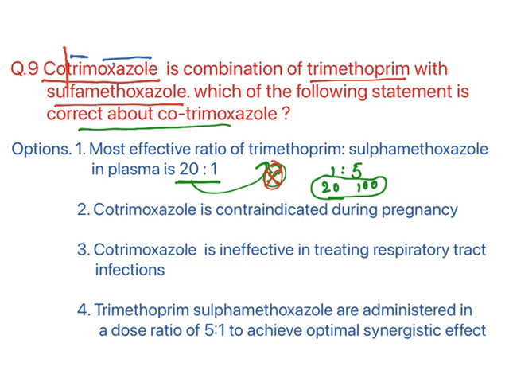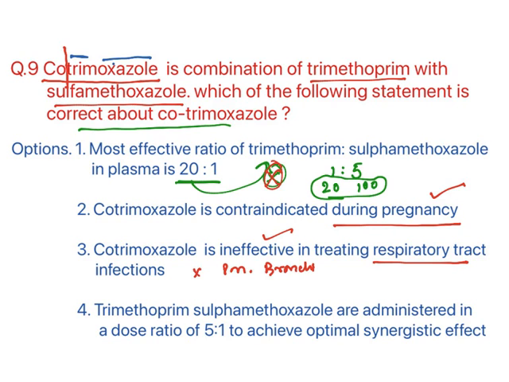So this is not correct. This is wrong. Now, cotrimoxazole is contraindicated during pregnancy. True. It has been found that it may cause fetal abnormalities when it is given to pregnant women. This statement is correct. Next, cotrimoxazole is ineffective in treating respiratory tract infections. No, it is used to treat pneumonia, bronchitis kind of conditions. So it is used to treat respiratory tract infection.